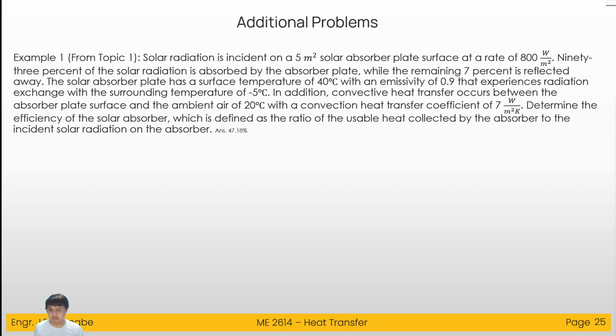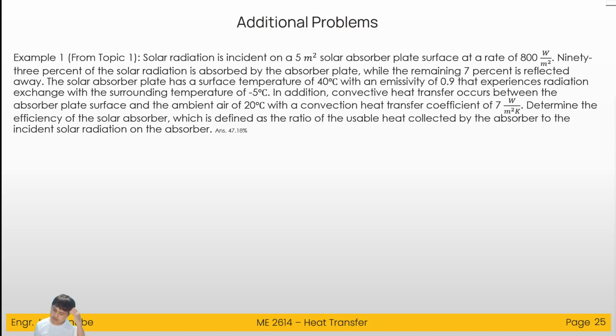In addition, convective heat transfer occurs between the absorber plate surface and the ambient air of 20 degrees Celsius with a convection heat transfer coefficient of 7 watts per square meter Kelvin. We need to determine the efficiency of the solar absorber, which is defined as the ratio of usable heat collected by the absorber to the incident solar radiation on the absorber.